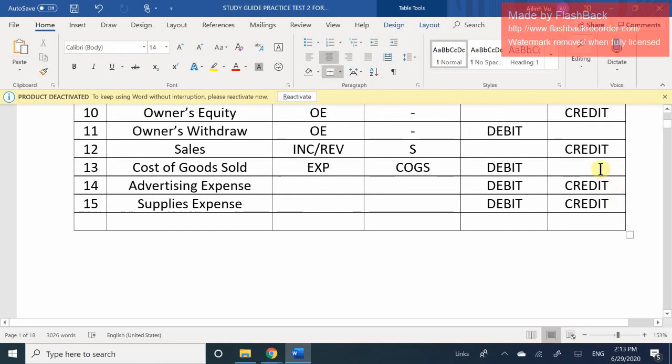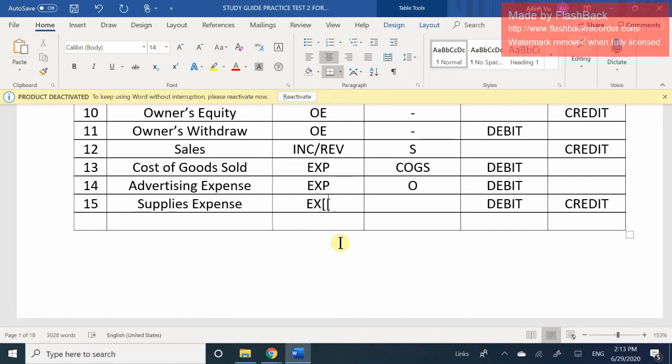Okay. What about advertising expense? Expense. Operating. Yes. And a debit. Yes, it has a debit balance. Okay. So good. And then what is the last one? Supplies. Expense. And category is operation. Debit. And yes, debit.